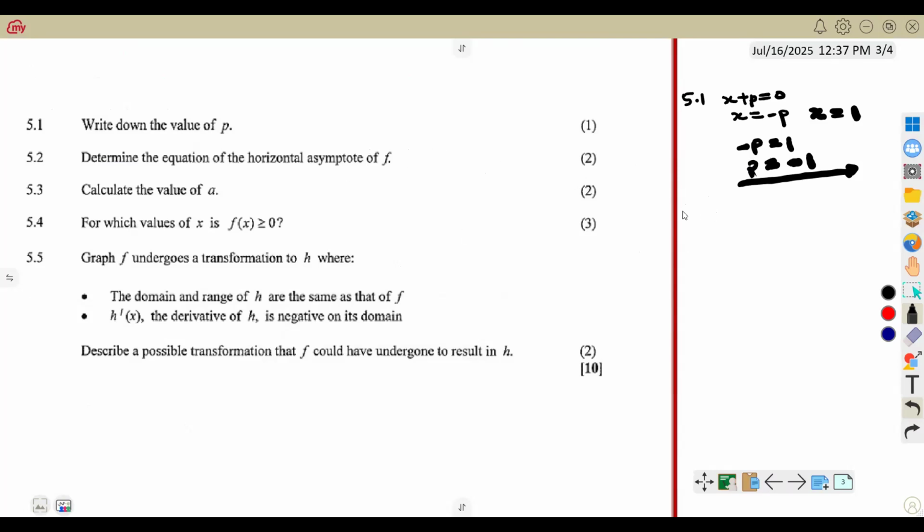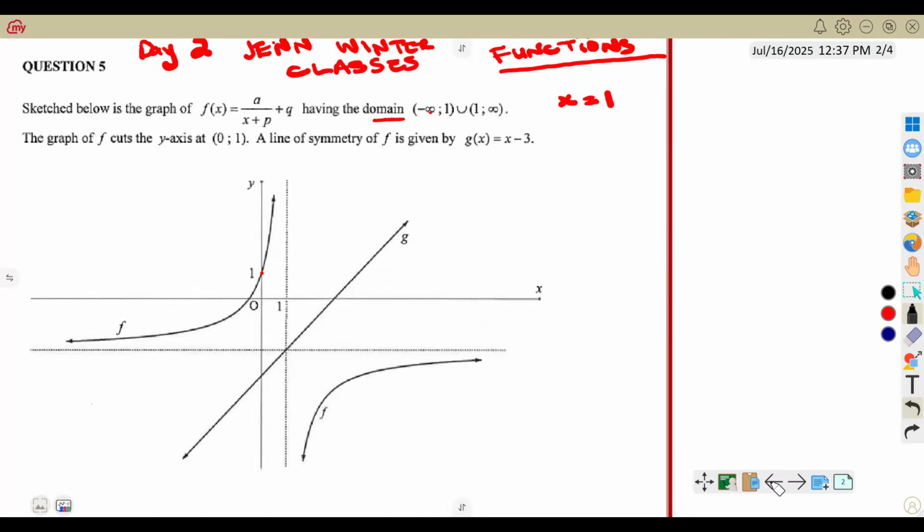Then we go to question 5.2. What are they saying? Here they are saying determine the equation of the horizontal asymptote of f. We need the equation of the horizontal asymptote. So we go to our graph. Here is our graph, and this is the horizontal asymptote.